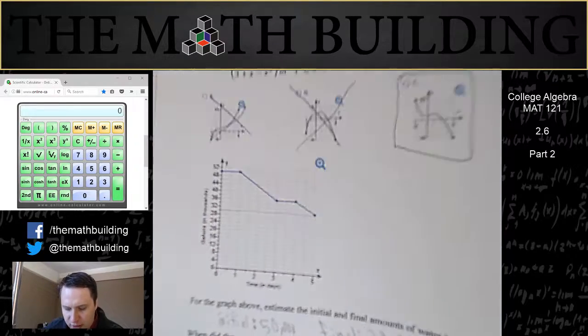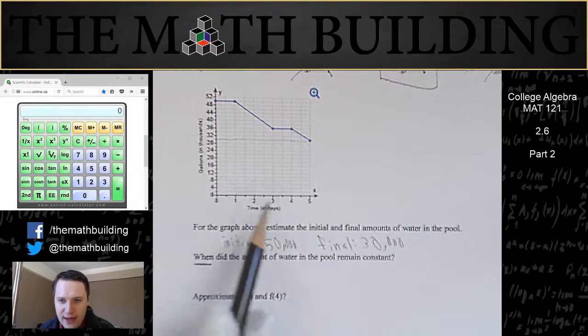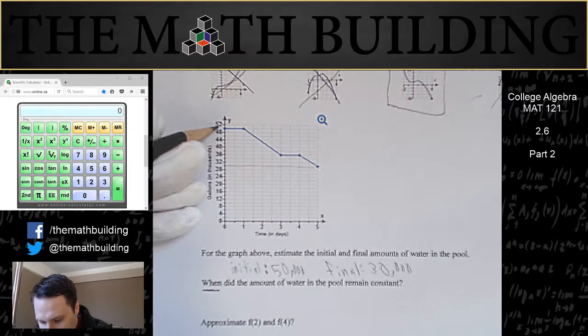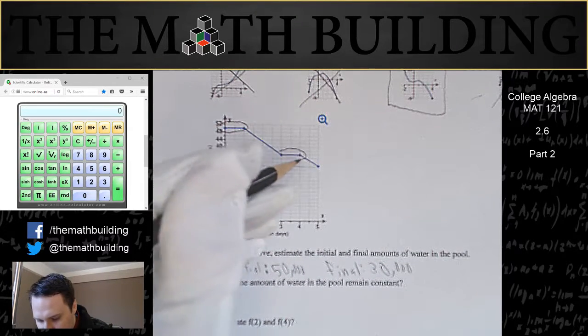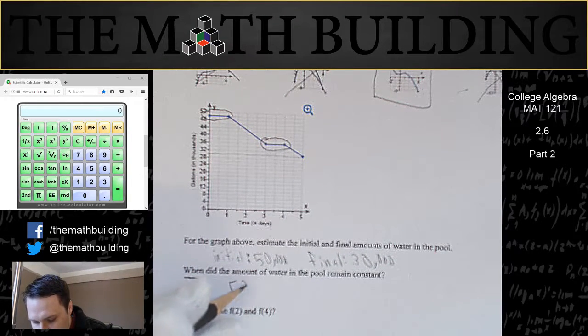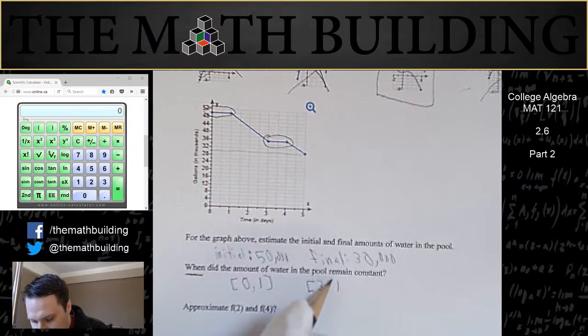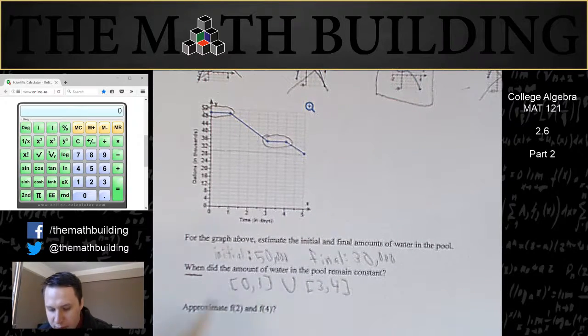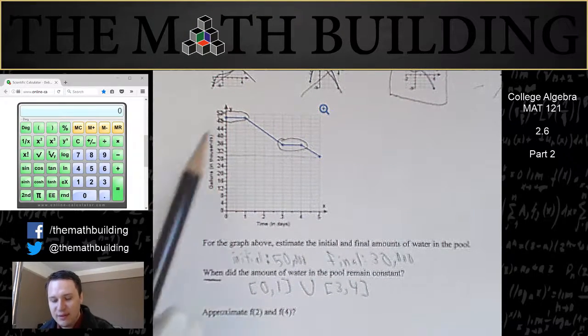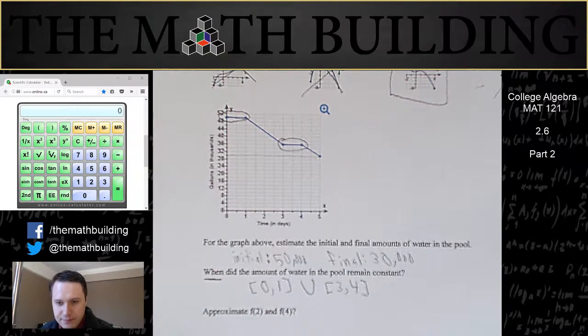When did the amount of water in the pool remain constant? Notice they're talking about when, which means we're looking at x. So it looks like we remained constant here, and we remained constant here. So let's put this in interval notation. We remained constant from 0 to 1, or from day 0 to day 1, and we remained constant from day 3 to day 4. So we should put the or symbol because we were constant there or there. If I had said and, that means it needed to be both. But since it was constant here or here, we put the or symbol.